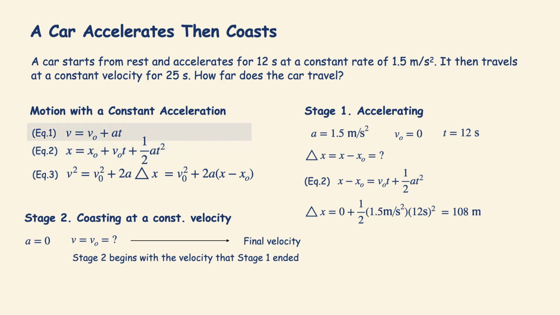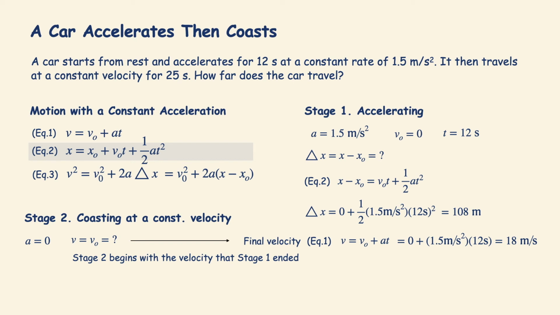Let's use equation 1 here. V is equal to V naught plus a t to figure out what is the velocity of the car at the end of stage 1, or at the end of those 12 seconds during which the car accelerated. Once again, V naught here is 0 because stage 1 started at rest, and then I have to just add 1.5 meters per second squared, which is the acceleration of the car, times the 12 seconds, the time that stage lasted. So I see here that the velocity at the end of stage 1 is going to be 18 meters per second, and that will be the velocity for the coasting during stage 2.